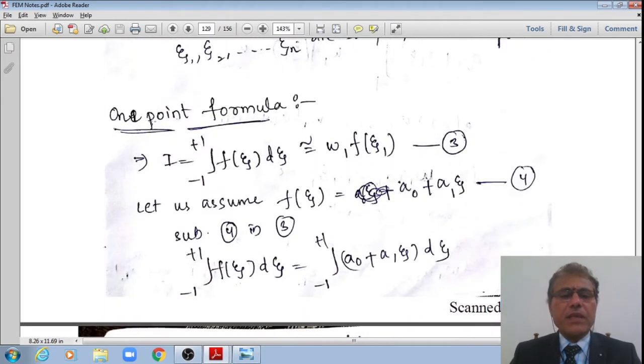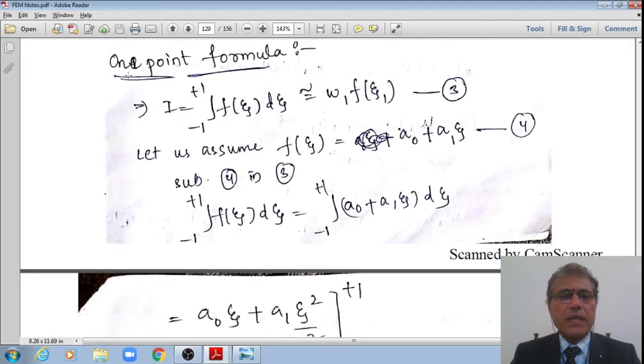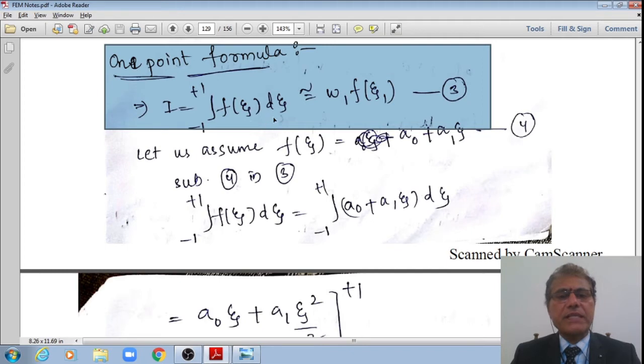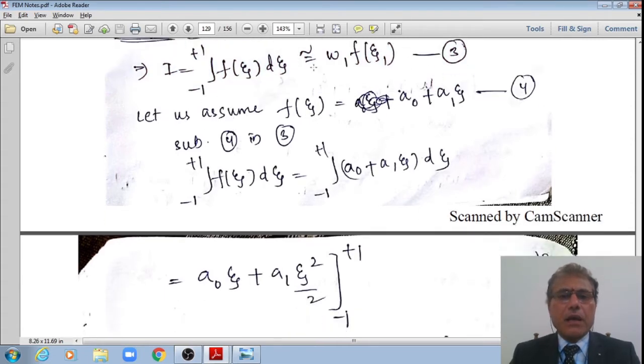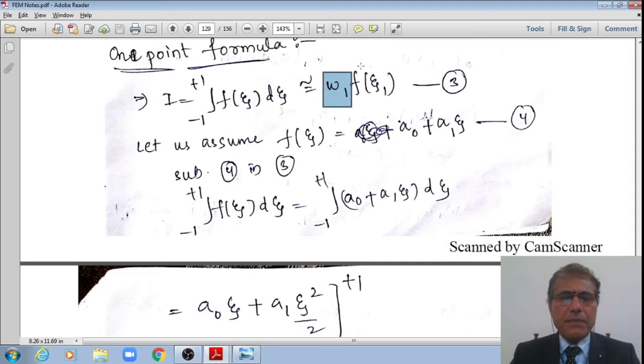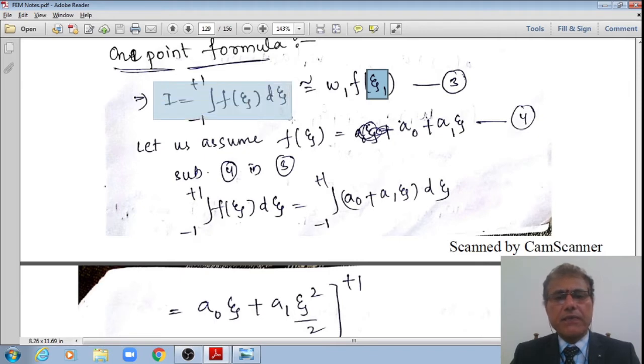Now let us see. If I take only one point, n equal to 1, then that will become a 1-point formula, students. Then I, equal to the integral from -1 to +1 of f(ξ) dξ, is approximately equal to the very first term of the n-point formula, w1 multiplied by f(ξ1). Let it be equation 3. Then w1 is one parameter and ξ1 is another parameter. Therefore, unless I know what these w1 and ξ1 are, I cannot get a solution for this integral.